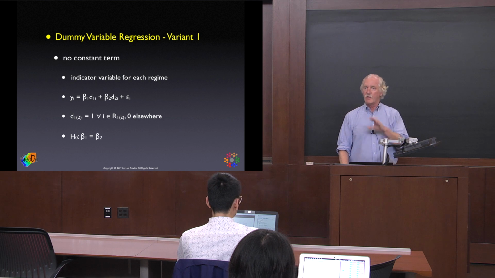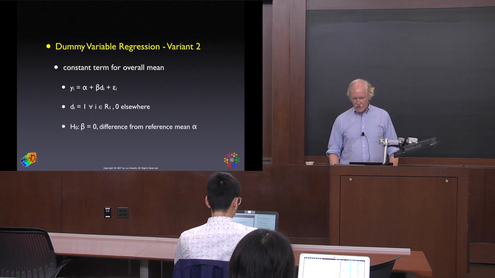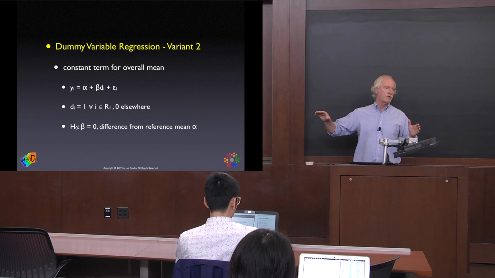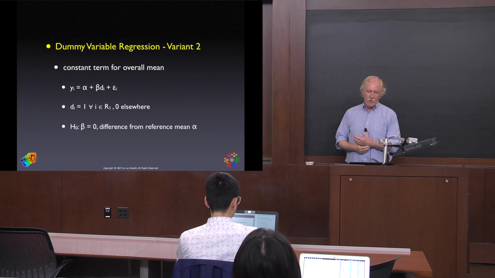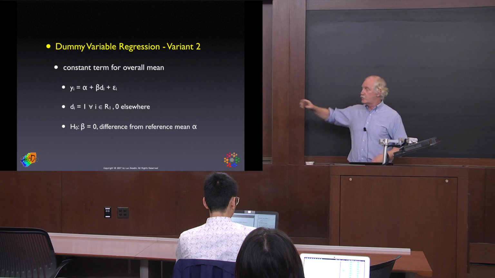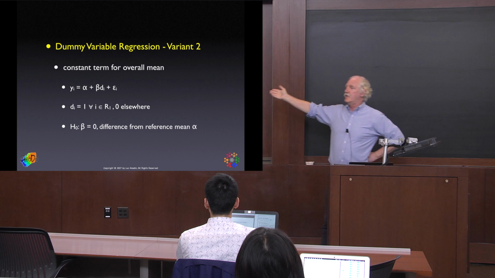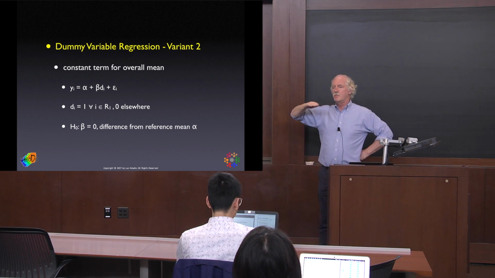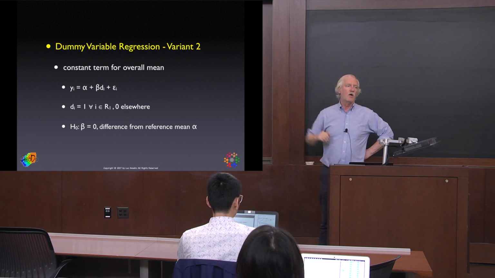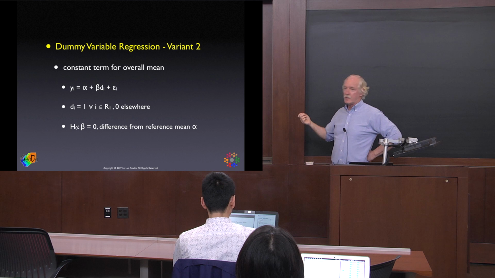That's kind of a classic setup. The other one is more of a regression setup, where you have one overall constant term, and then the regimes test is a test basically on whether the slope of the indicator variable, the coefficient of the indicator variable, is different from 0. In other words, is the regime different from the overall mean? That's a slightly different way of looking at it, but it's equivalent, right?